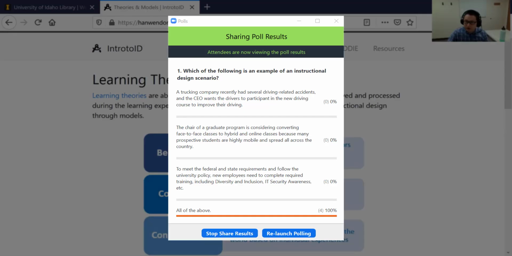Okay, most folks have answered the poll, so I'm going to end it and share the results. The correct answer is all of the above. A lot of the time, instructional designers are approached by clients who tell us that they have a new training that needs to be developed, or they have an existing training that is not effective and needs to be optimized, or they have a training in one format, like face-to-face, and now we need to convert it to online. So the correct answer is all of the above.